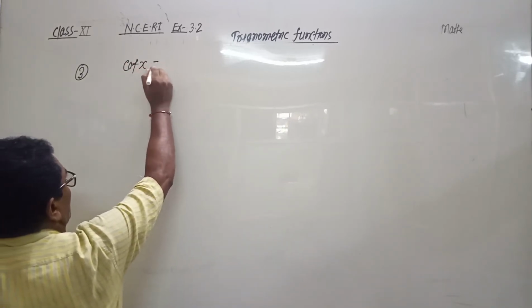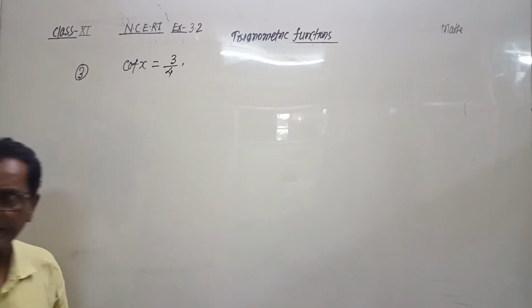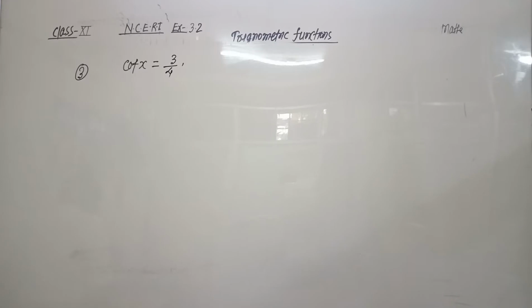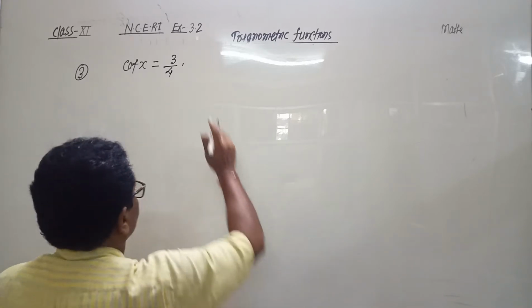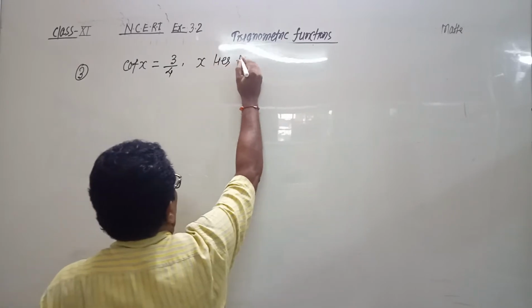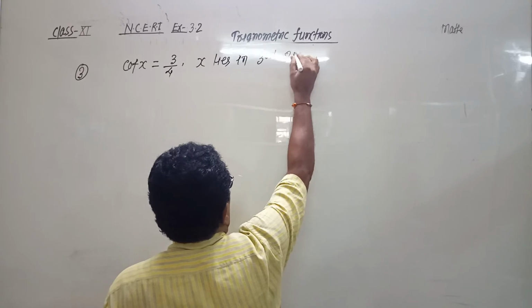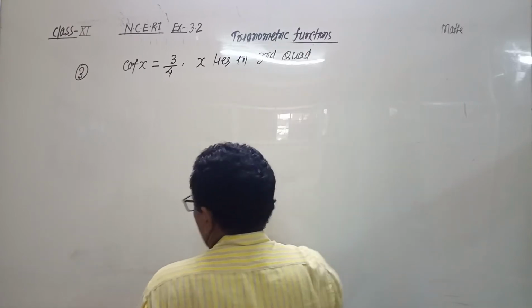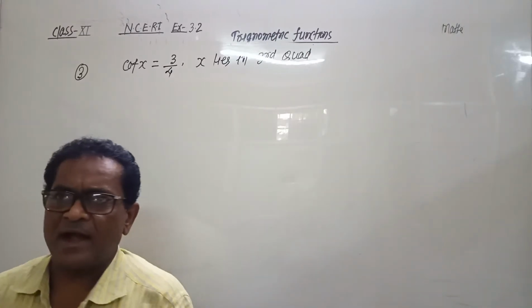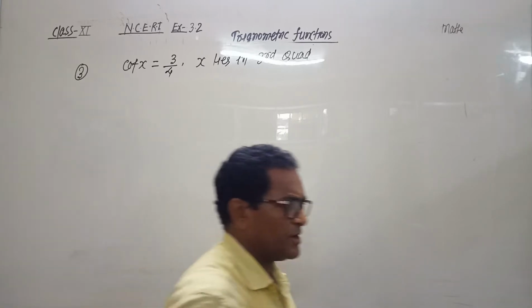The value of cot x is 3/4 and x lies in the third quadrant. We have to find all other trigonometric ratios. So in the third quadrant, cot x is positive.